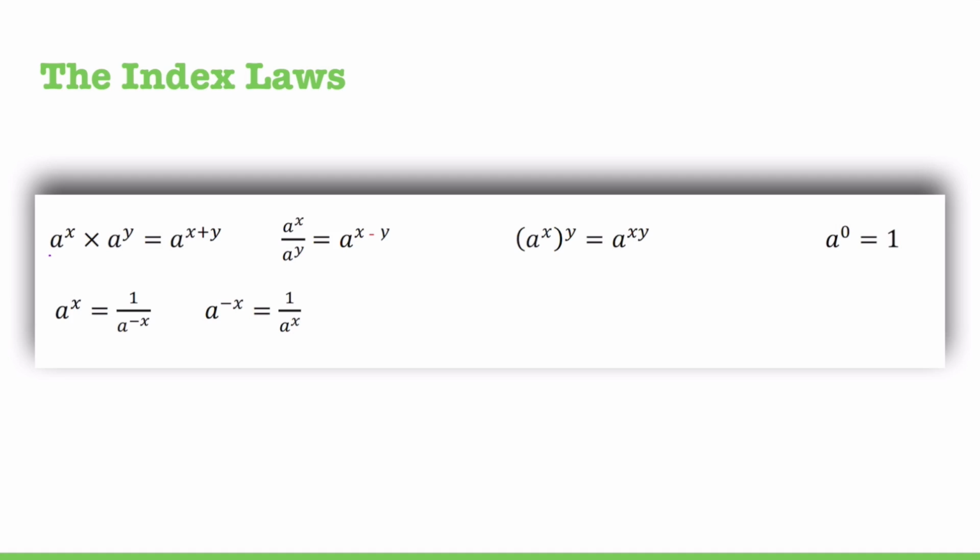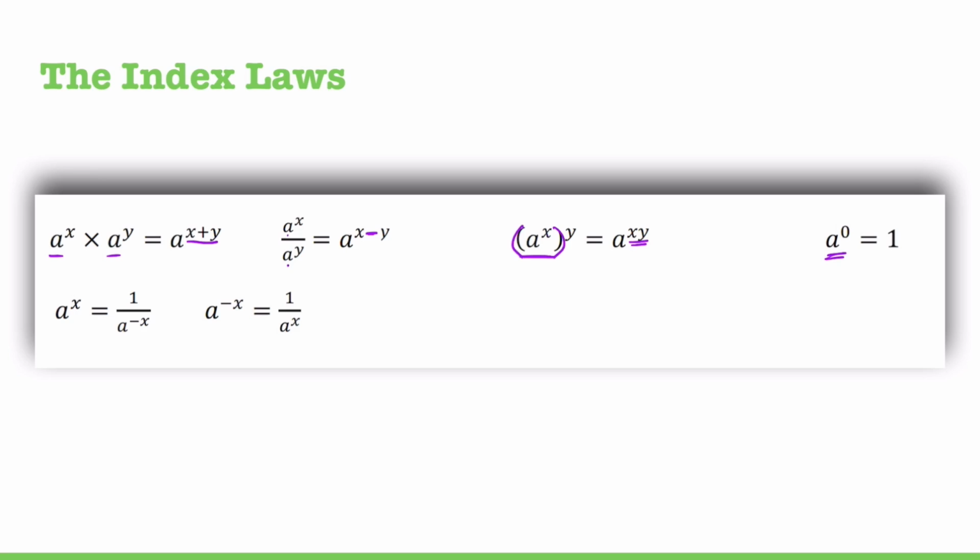First of all, if you multiply two numbers that have the same base, what you can do is add the powers. Likewise, if you divide two numbers that have the same base, you would subtract the powers. If you have a number that has a power and then you put it to another power, you're going to multiply those two powers together. Anything to the power of 0 is equal to 1.